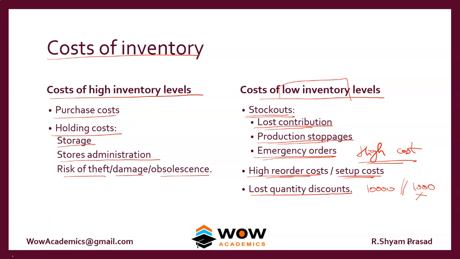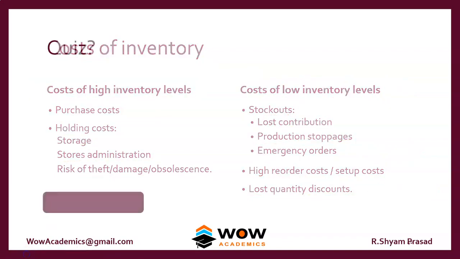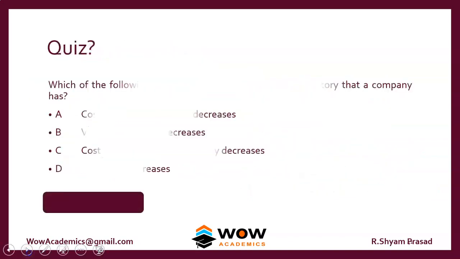So there are costs associated with having a high amount of inventory. There are also costs which arise with low amounts of inventory. So the company has to strike a balance between the two. What is the ideal level of inventory? For that we have some equations and problems. So we'll have a quiz.